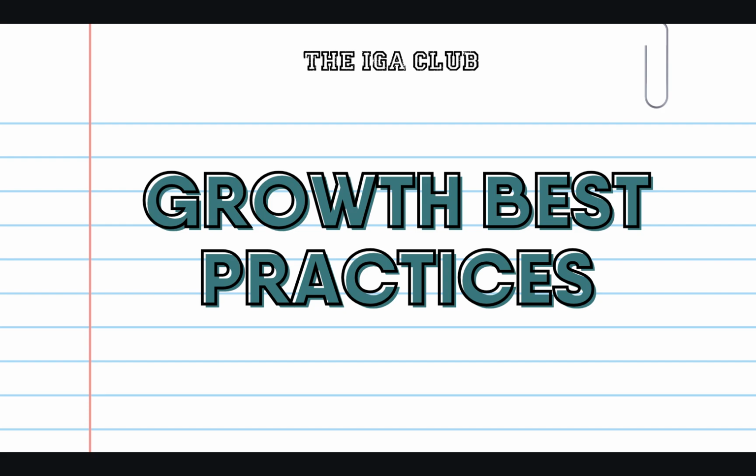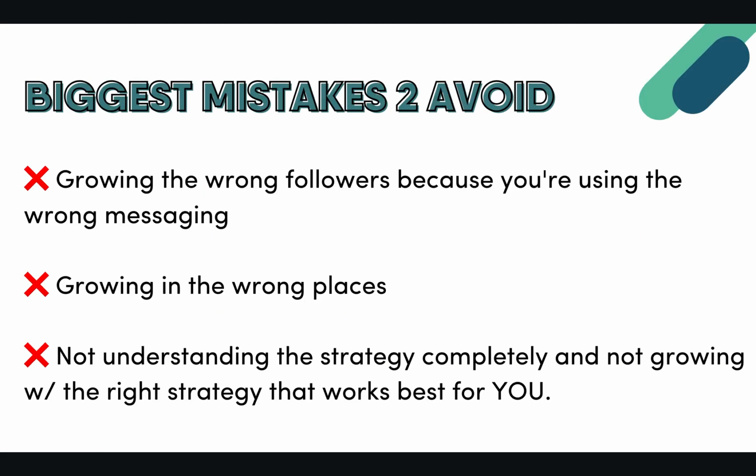All right, so in this quick lesson, I am going to talk about some growth best practices before we actually get into any of the growth strategies. So, understanding how to grow is important because these are some of the mistakes that you want to avoid. You want to avoid growing the wrong followers because you're using the wrong messaging. And you want to avoid growing in the wrong places, and you want to avoid not understanding the growth strategy that you're using completely, or not growing with the right strategy that works best for you.